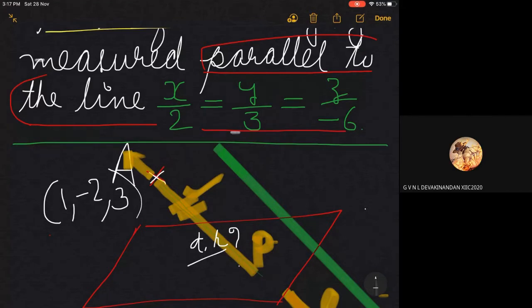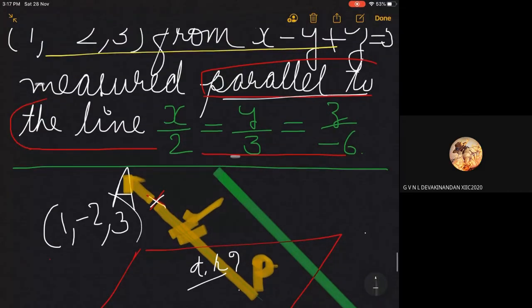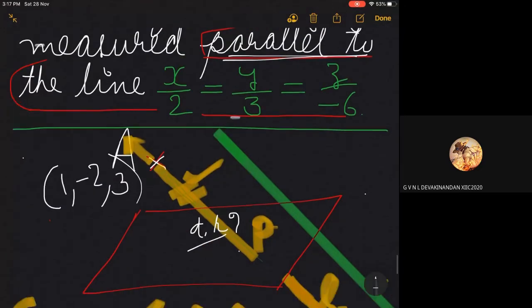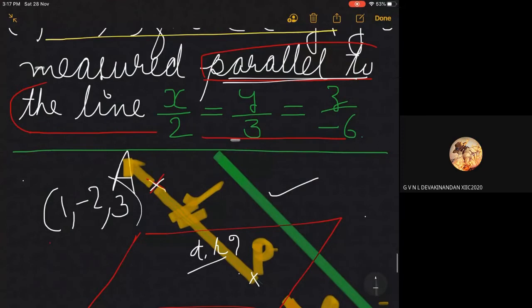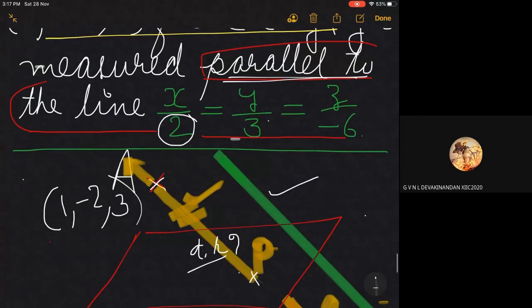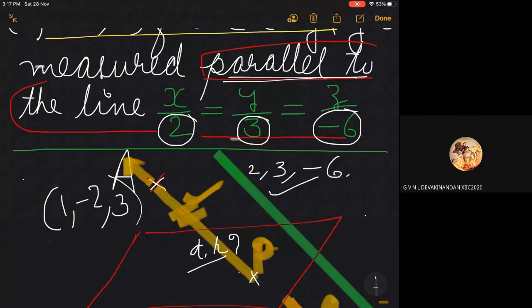You will use the given condition that it is parallel to this line. We are measuring the distance AP only, and AP is parallel to this green line. If two lines are parallel, what about the direction ratio? Their direction ratios are proportional. So what is the direction ratio of the given green line? It is 2, 3, minus 6. So naturally, the direction ratio of any parallel line can also be taken as 2, 3, minus 6.